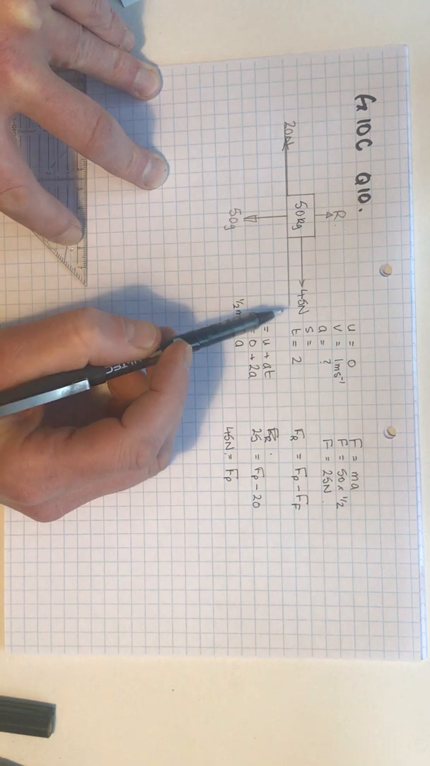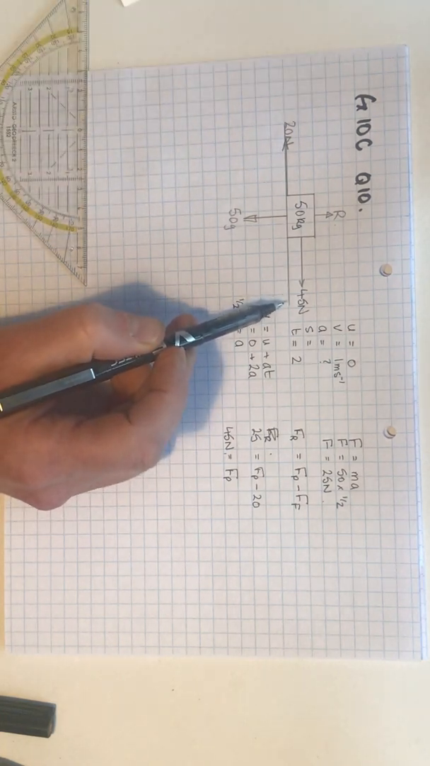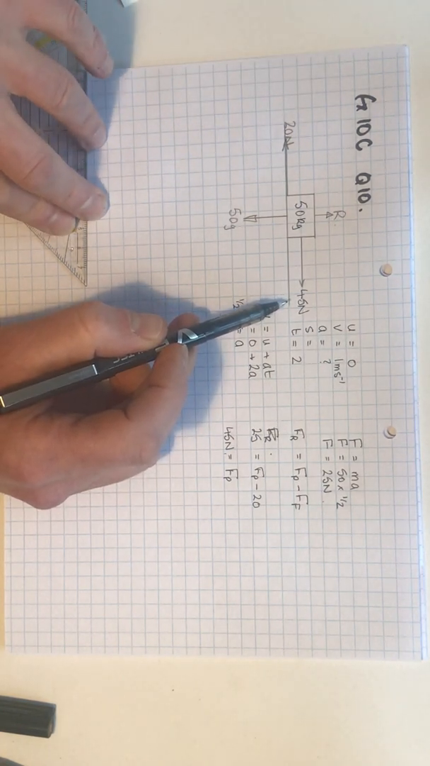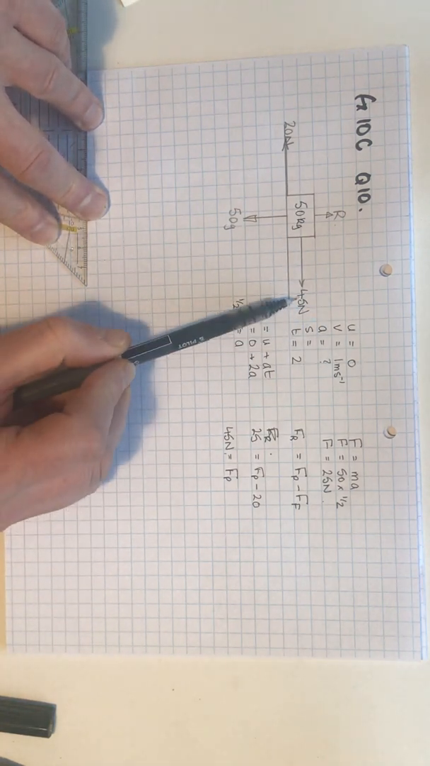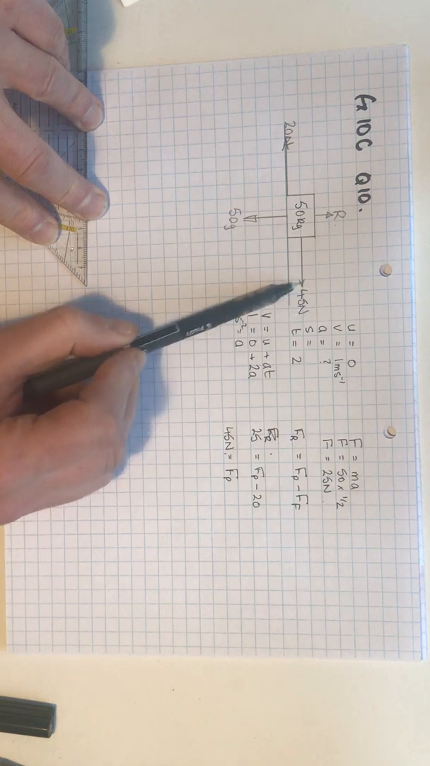The second part of the question asks, what is the tension in the rope? Tension in a rope is simply the force that is being pulled using the rope. And so the tension in the rope is 45 newtons.